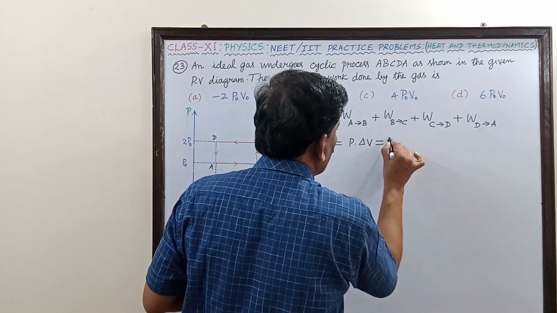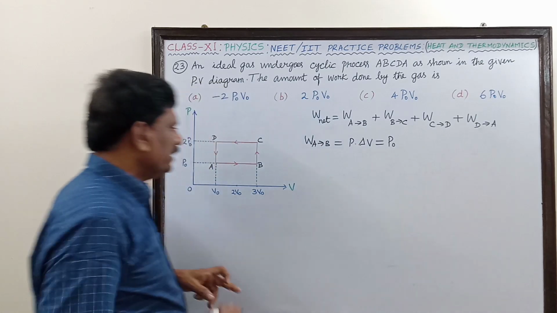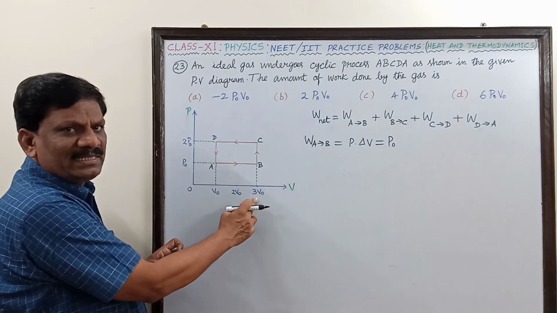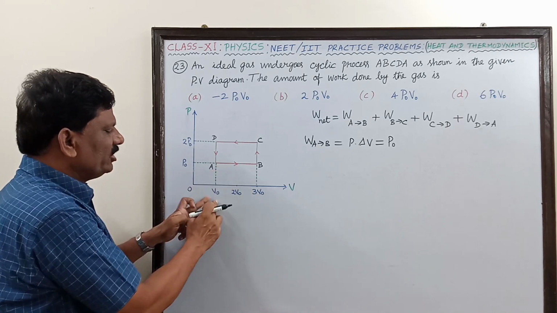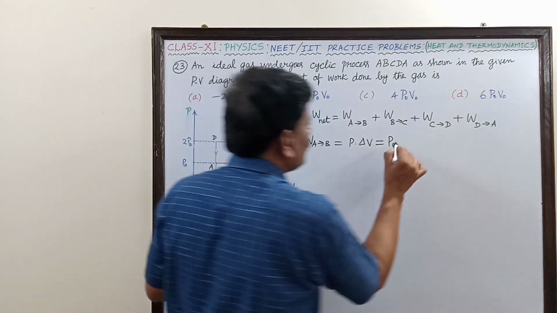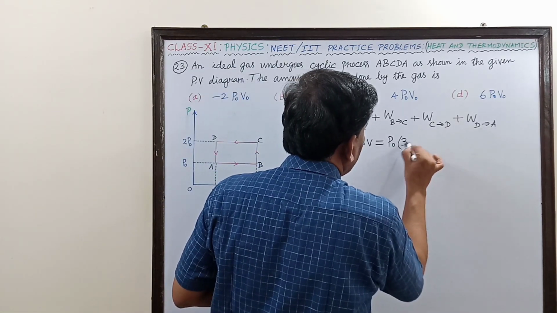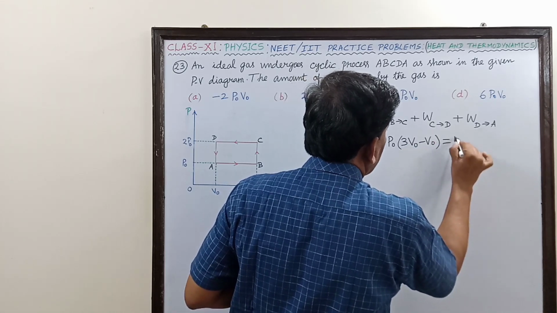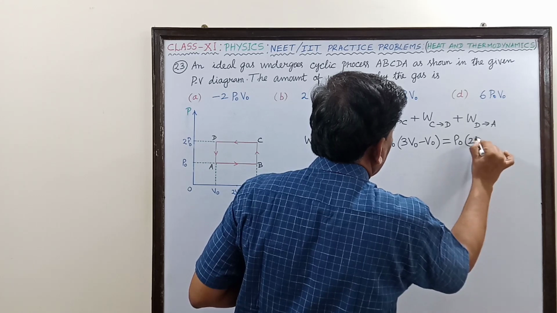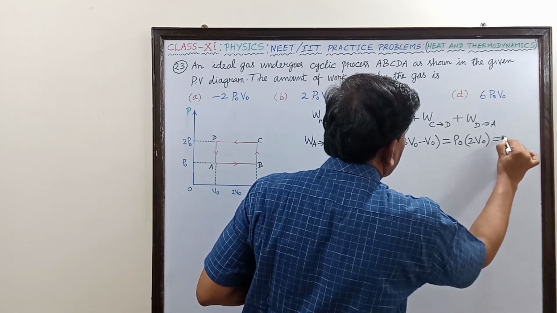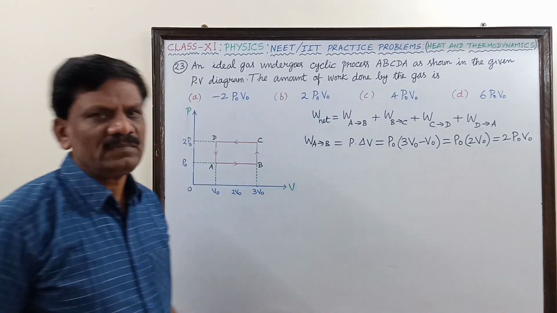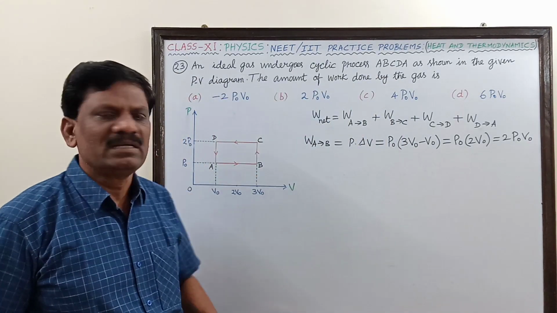So this is equal to P0 into change in volume. B is the final point, the volume is 3V0, and A is the initial point, volume is V0. So this is equal to 3V0 minus V0, so P0 into 2V0, which is equal to 2P0 V0. Understood students? Very simple it is.